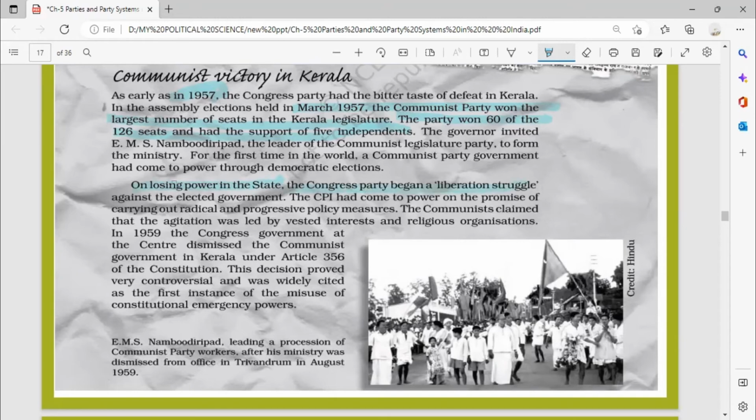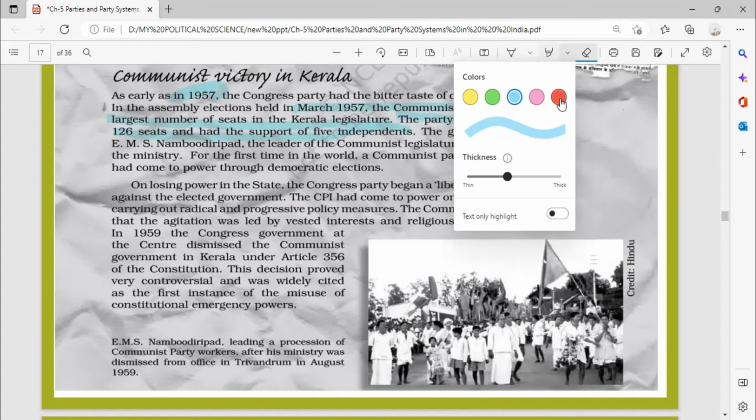And what happened against the elected government? The CPI had come to power on the promise of carrying out radical and progressive policy measures. The communists claimed that the agitation was led by vested interests and religious organizations. In 1959, the Congress government at the center dismissed the communist government.